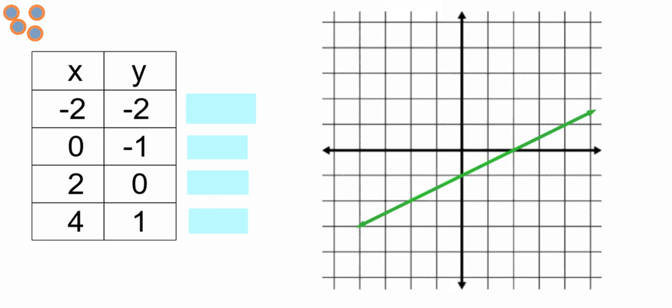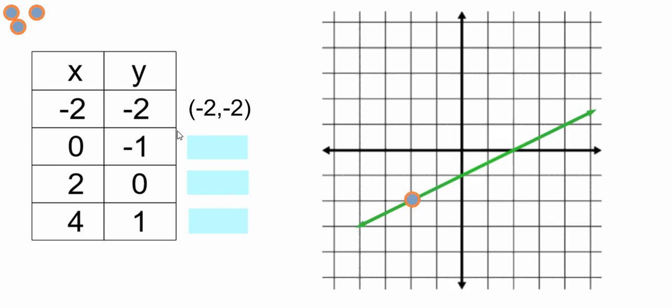Hi, today we're looking at a table and how it relates to a graph. Okay, so let's look at this table. When I see the -2 and -2, I realize that's just a different way to write the point -2, -2. And if I were to graph that point, I go over 2, down 2, there it is.